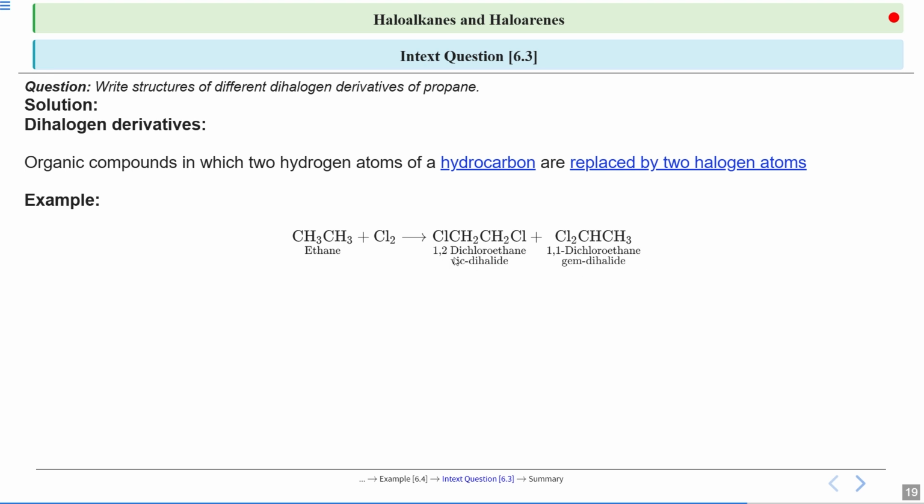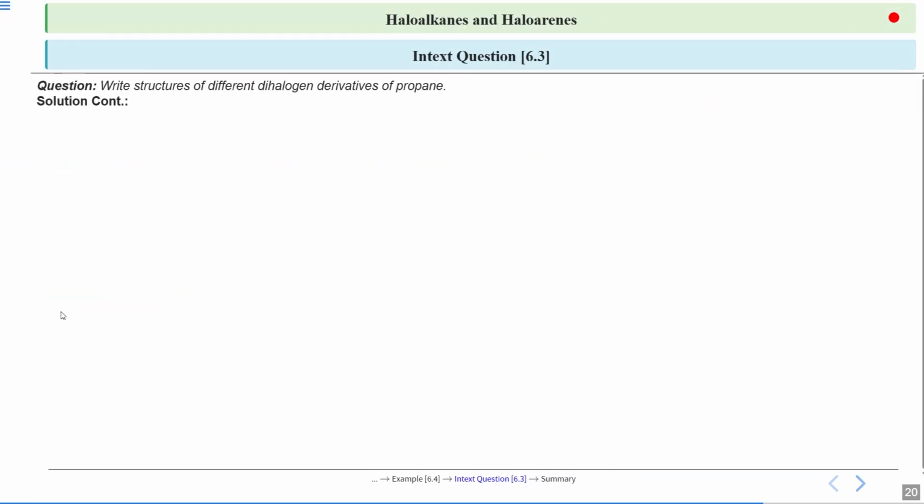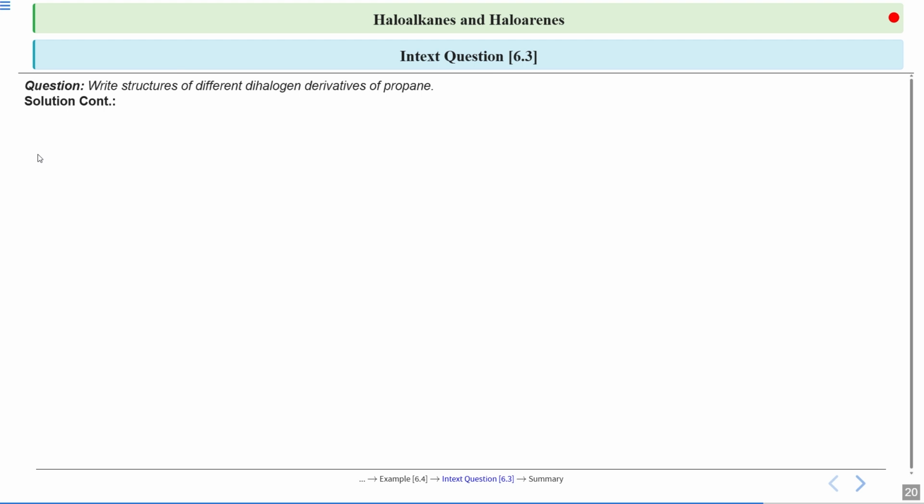What is the difference? The difference is the position of the chlorine, or you can say the chlorines attaching to different carbons. In the vicinal dihalide, two chlorines are attached to adjacent carbons, and in the geminal dihalide, two chlorines are connected on the same carbon, right? This is the difference, but they both are dihalogen compounds. So let's see for the propane molecule.